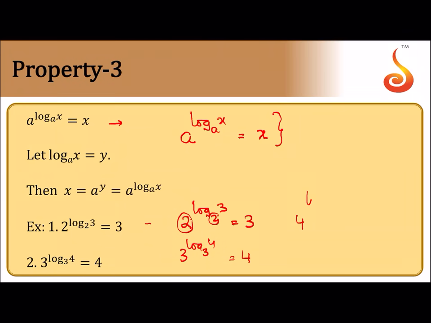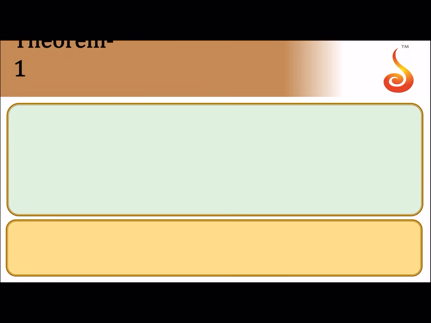So this is 2, this is also 2. Same exponent and base. So this is the formula. 4 to the power log base 4 of x is equal to x. Very, very important property. These are 2 examples. I hope you understood. 2 to the power log base 2 of 3 is 3, 3 to the power log base 3 of 4 is 4.